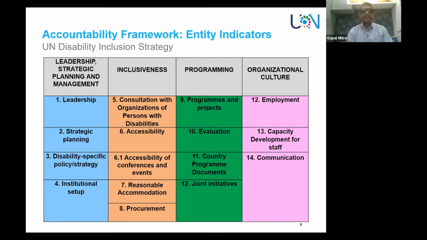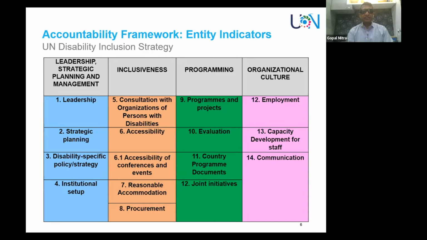The first core area is leadership, strategic planning, and management. You can see the indicators there: whether the leadership champions disability inclusion, whether there is a disability-specific policy and strategy within the entity, what the institutional setup is, whether it has the expertise, and so on. The second core area is inclusiveness. There are indicators on accessibility, whether our premises, digital products, online platforms, and communication, both internal and external, are accessible. It has indicators on consulting organizations of persons with disabilities, which is foundational if you want to advance disability inclusion. There are indicators on reasonable accommodation and on procurement, how disability inclusive our procurement is.